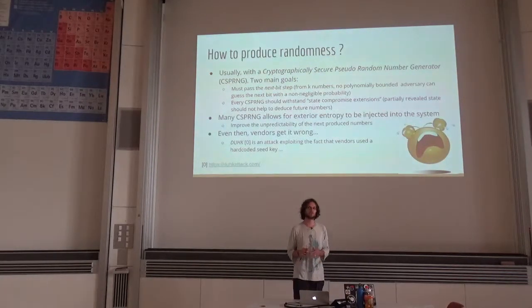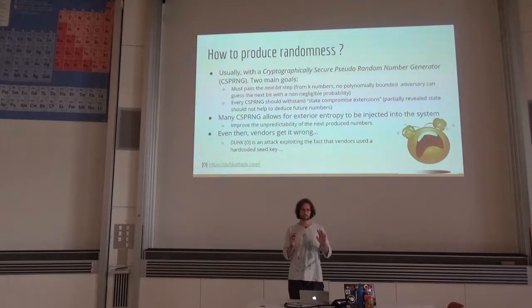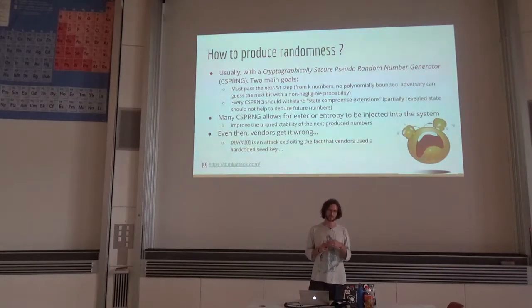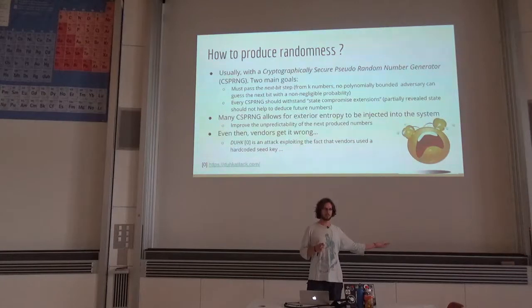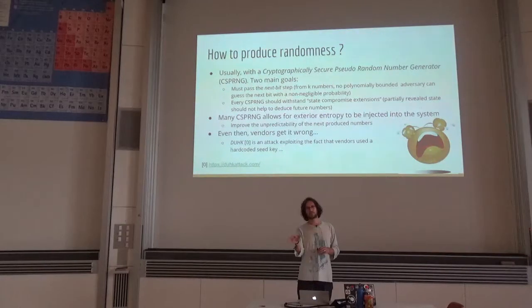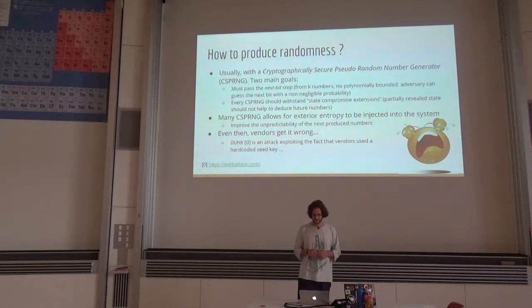So now, how do we produce good randomness? Usually we use what's called a cryptographically secure pseudo-random number generator. It must pass two main goals; I can skip some rules. From a sequence of k random numbers, we must not be able to derive the k+1 number. And we should not be able to derive the state of the pseudo-random generator, even if we know these k random numbers. There are plenty of different definitions, but these are the main ones, simplified here.